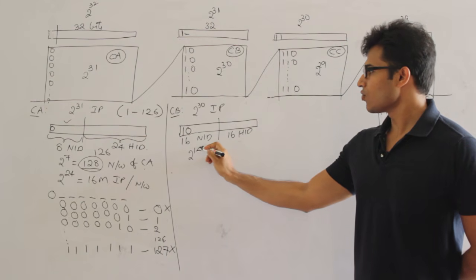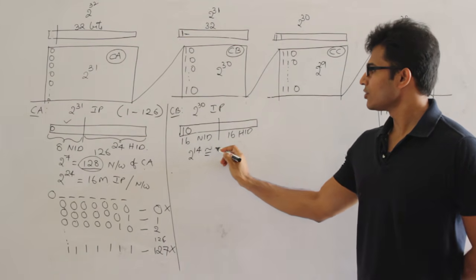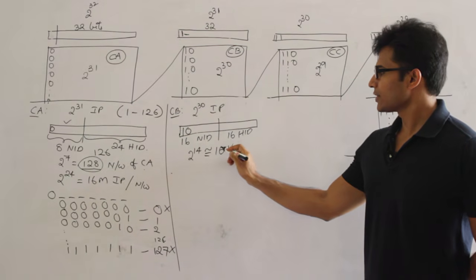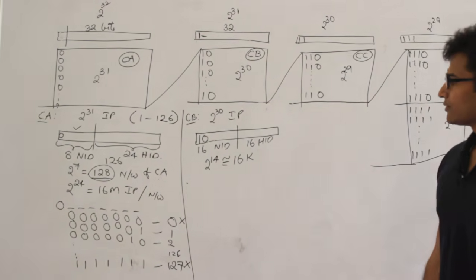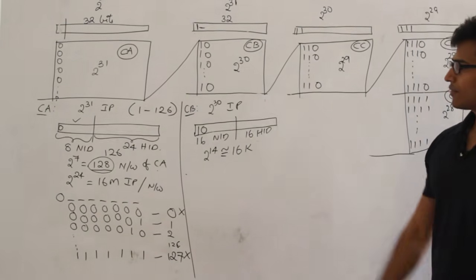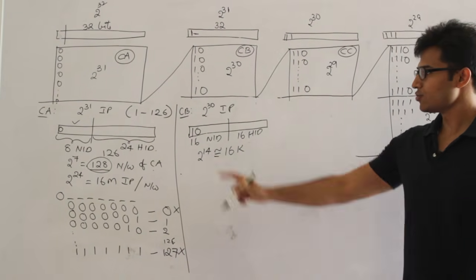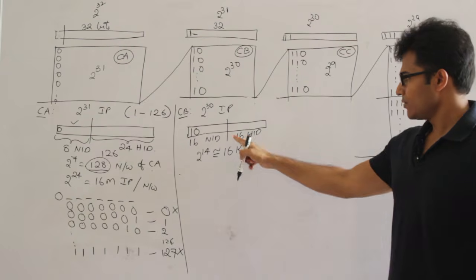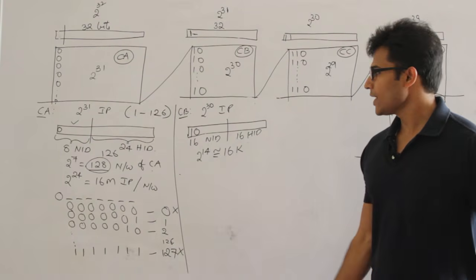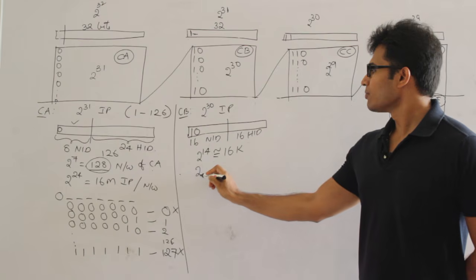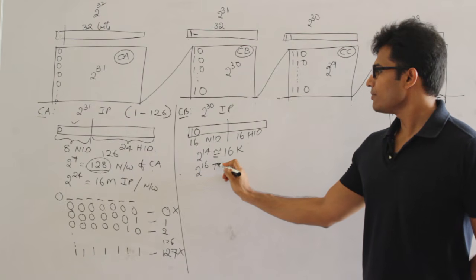It is 2 power 14, which is nearly equal to 16,000, right? Roughly 16,000 networks. So in class B, the number of networks is 16,000, which is 2 power 14. And if you buy any class B network, you get 2 power 16 IP addresses.